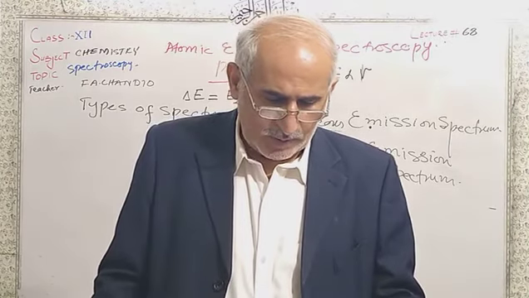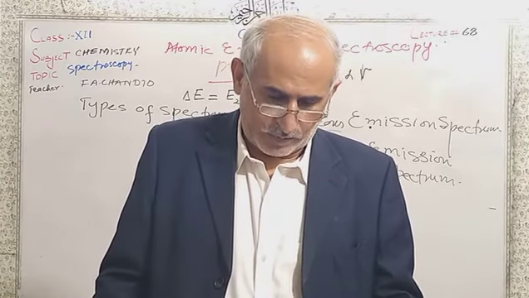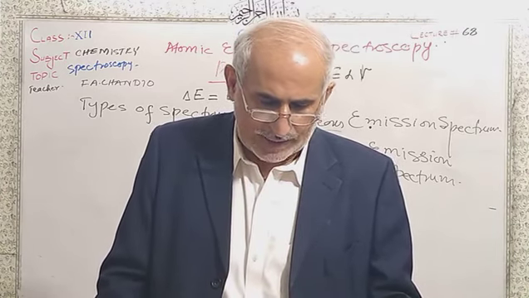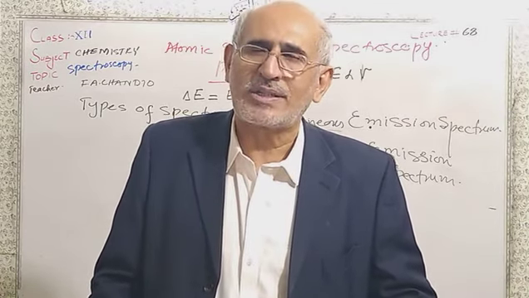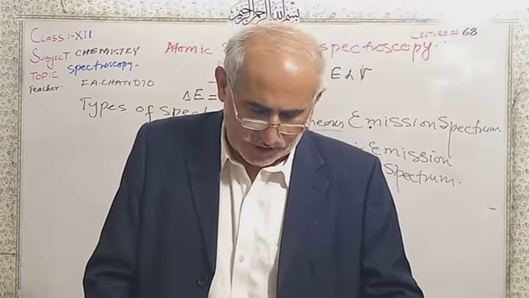So when an element is vaporized in the flame, I told you, or an electric spark in the discharge tube, it emits light in its characteristic color. The resolution of the ray of this light produces colored lines separated by the dark spaces. I told you this is the emission spectrum. This type of separation is called emission spectrum.